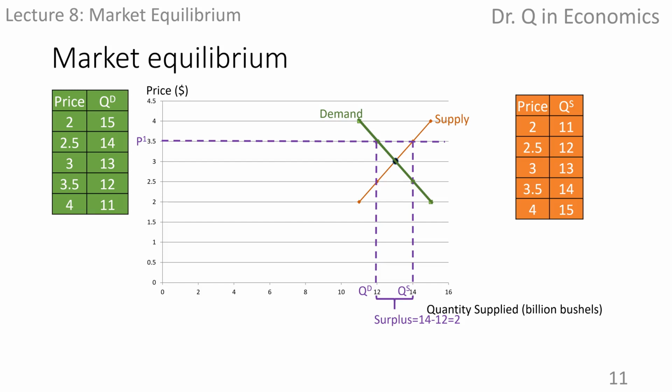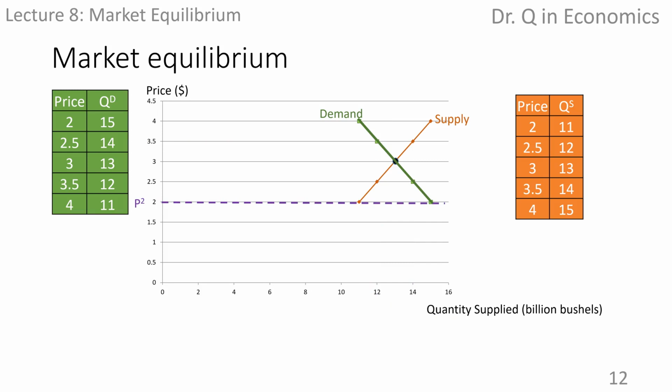The surplus means that there are a couple of billion bushels of corn piling up unsold. Farmers say, that's not good. I'd like to lower my price to sell more, so they drop the price to, for example, $2. At such a low price, a lot of consumers are willing and able to buy, but the amount producers are willing to sell is low. So the quantity demanded is much higher than the quantity supplied. This gap is called shortage. The shortage is equal to 4 billion bushels.